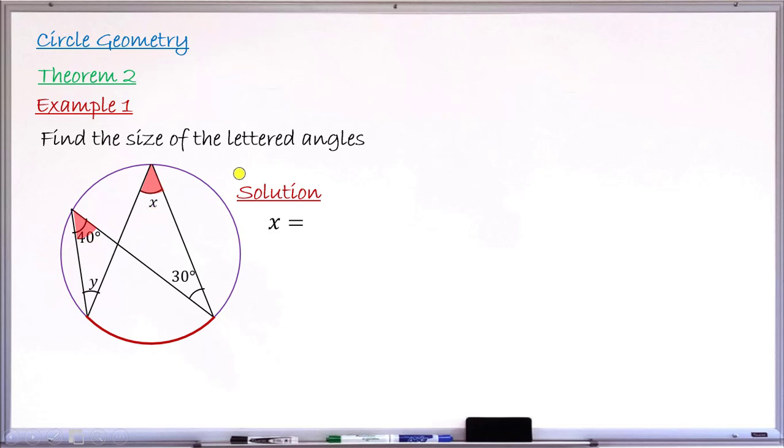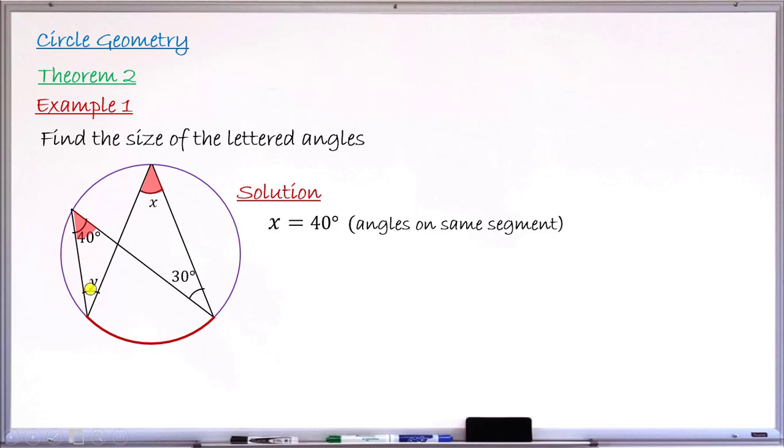Based on the theorem that we have just learned, the size of the two angles must be equal, which means X will take this size of 40 degrees. So let me write the size of X is 40 and my reason is angle on the same segment. This is just the short form of theorem 2 that we have just learned. So I can now move ahead and find the angle Y.